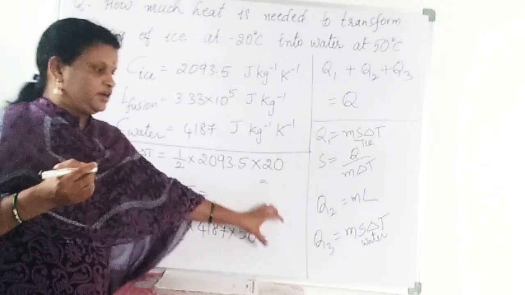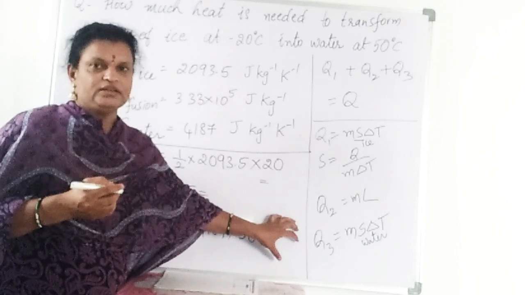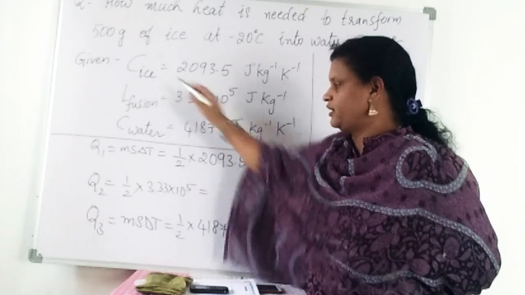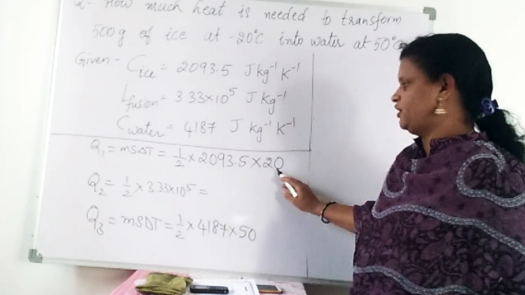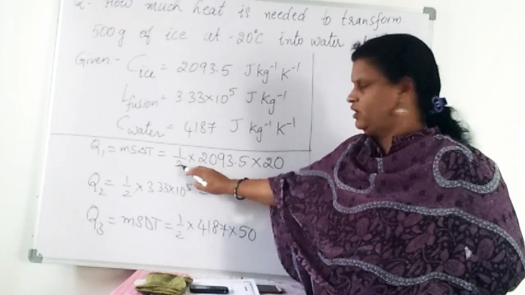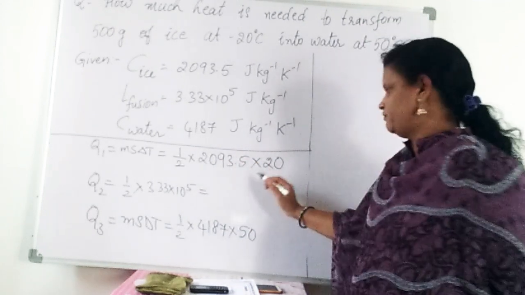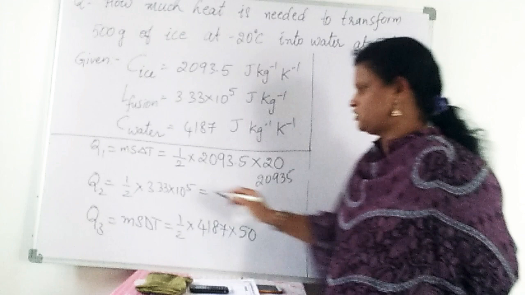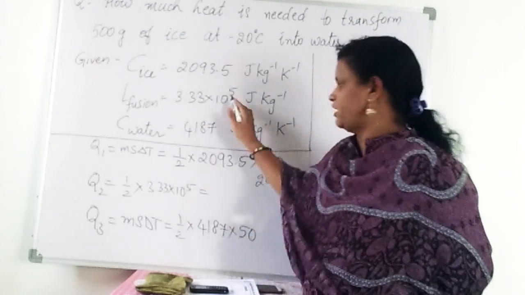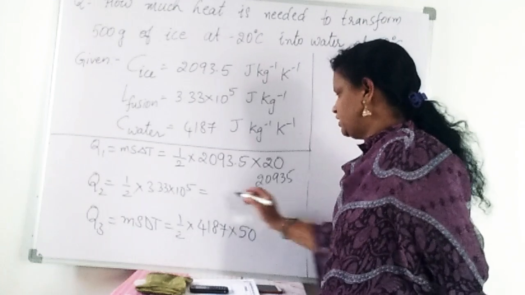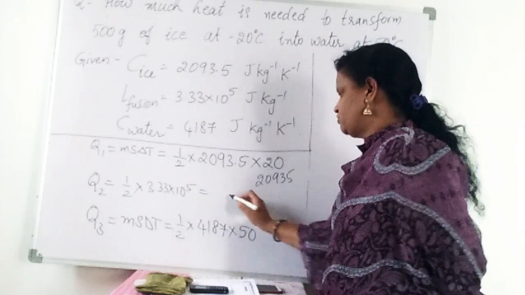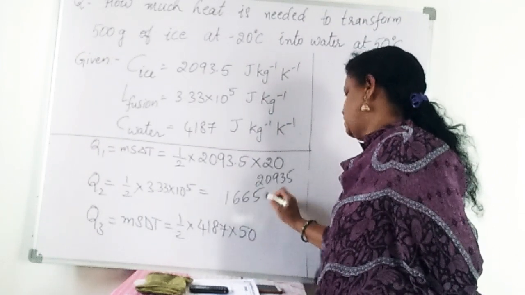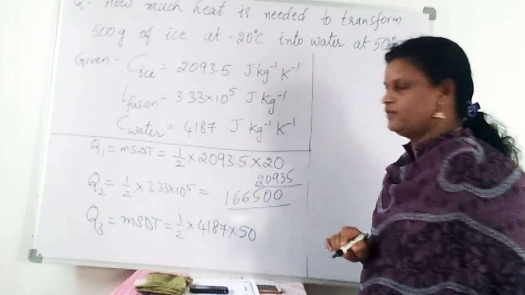Whatever answers we get here, we have to add them. Q1 is half, that is 500 grams, into 2093.5 into 20. 20 into half is 10, and 10 into 2093.5 gives 20935. Next, for Q2 we have 3.33 into 10 power 5 into 1 by 2. 3.33 into half is 1.66, and 1.66 into 10 power 5 means 1,66,500 for the Q2 value.